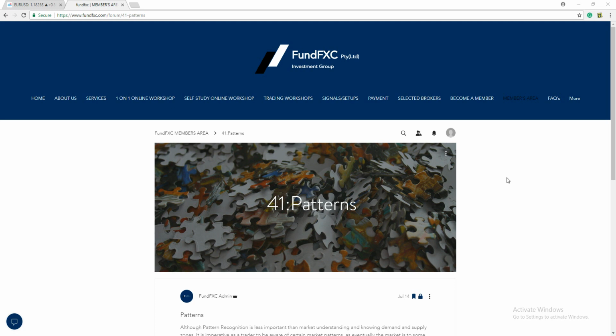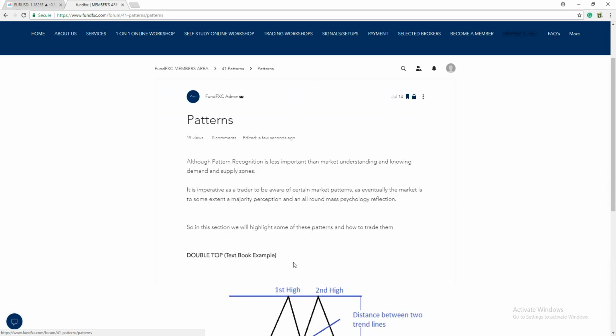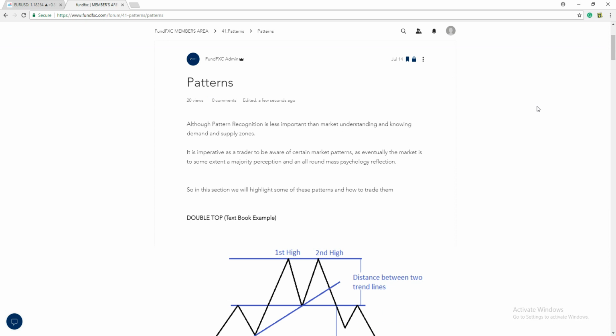Hi, and welcome to this chapter, Patterns. Although pattern recognition is less important than market understanding and known demand and supply zones, it is imperative as a trader to be aware of certain market patterns, as eventually the market is to some extent a majority perception and all-round mass psychology reflection. So in this section we will highlight some of these patterns and how to trade them.